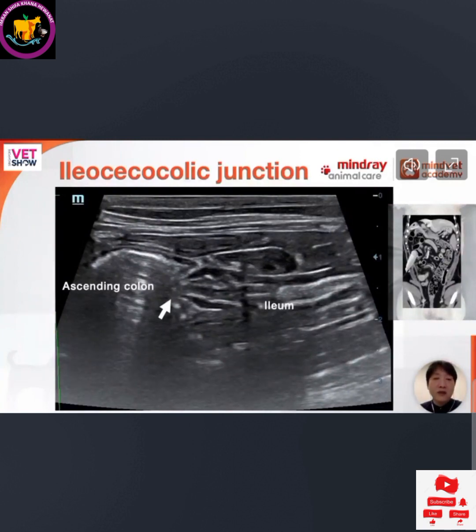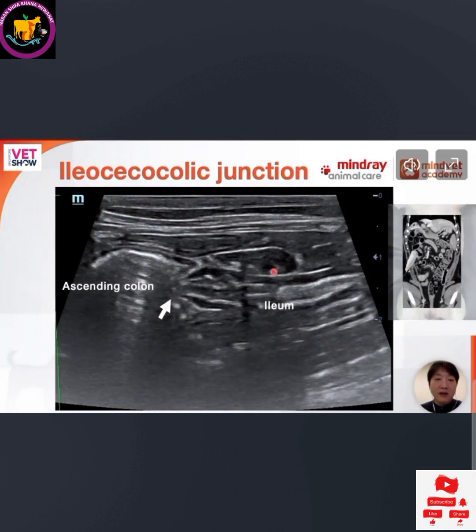The ileocolic junction should be identified in cats. This structure can be detected in the right middle abdomen. Find the right kidney first and sweep the probe to the midline. You will see the ileum here and the descending colon. Or you can follow the colon from the descending colon, transverse colon, and ascending colon, and you see the connection between the ascending colon and the ileum. In dogs, it's more difficult to define because there is a lot of gas in the cecum.